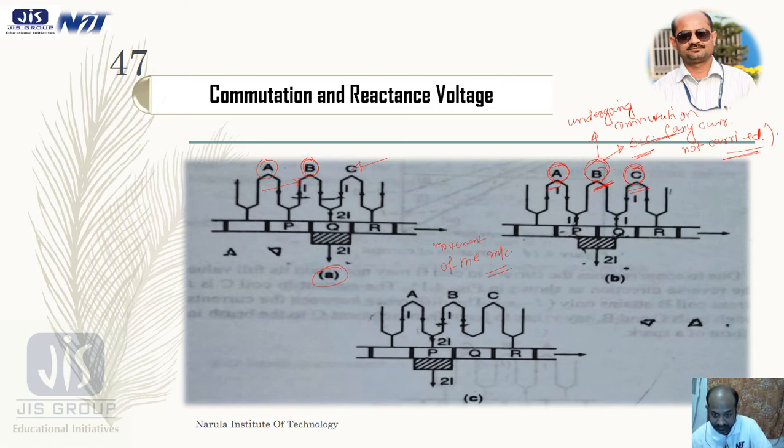Now if we see in figure C, the brush is solely in contact with commutator segment P. So half of the brush current comes from left to right through coil A, and the remaining half is coming from coil C and coil B. Now coil B is at the end of commutation.